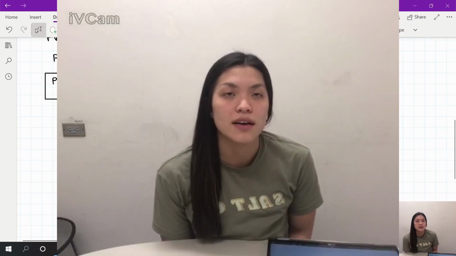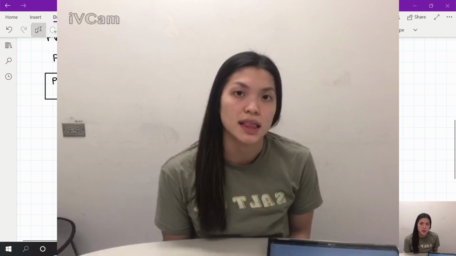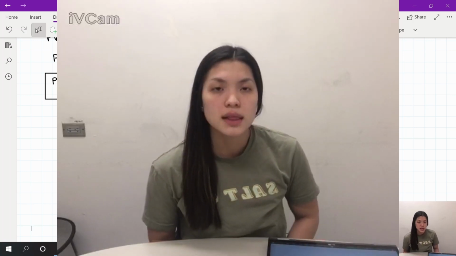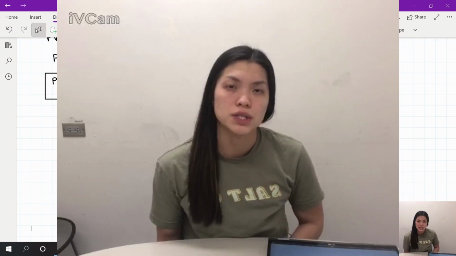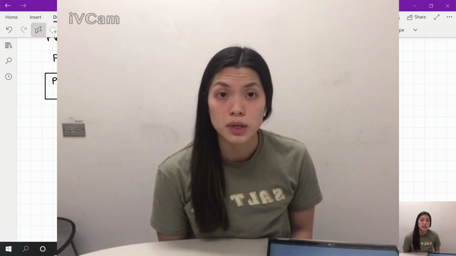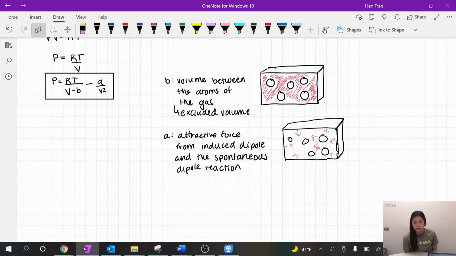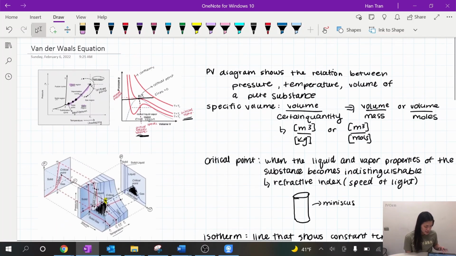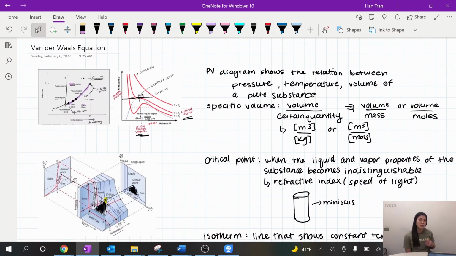So now that we have looked at van der Waals equation and the parameters A and B and what they represent, let's relate van der Waals equation to the PV diagrams and the critical points we were talking about earlier in the video. When we look at van der Waals equation, we can see that it is an equation to find the pressure at any given temperature and any given volume. So it relates pressure to temperature and volume. Wait a minute. That's what a PV diagram does. It is relating pressure to temperature and volume.